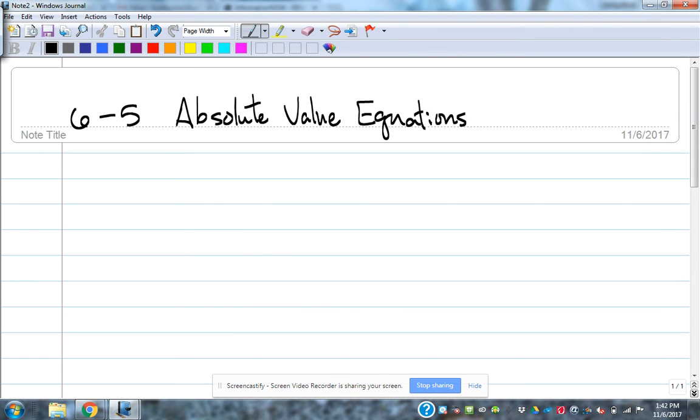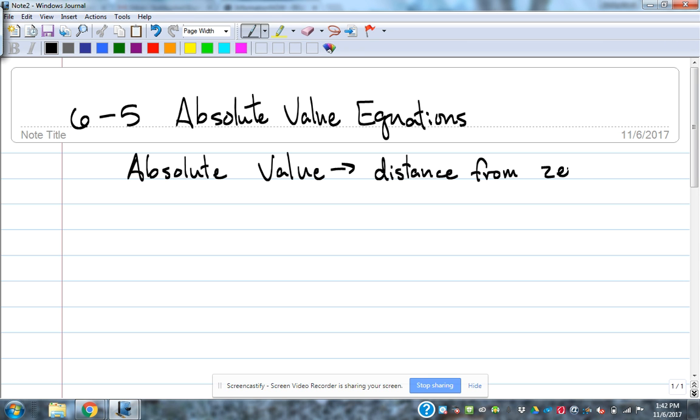All right, absolute value equations. First thing we've got to do is fundamentally define what absolute value is. What is absolute value? Good. A different word for how far would be distance from 0. Okay, and Caleb said a good thing.